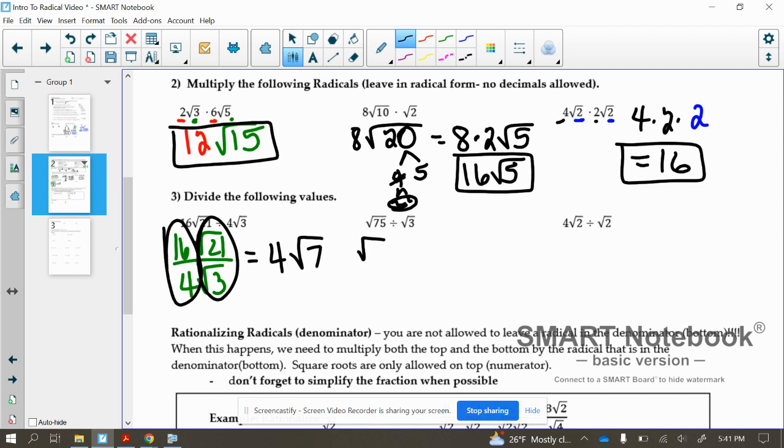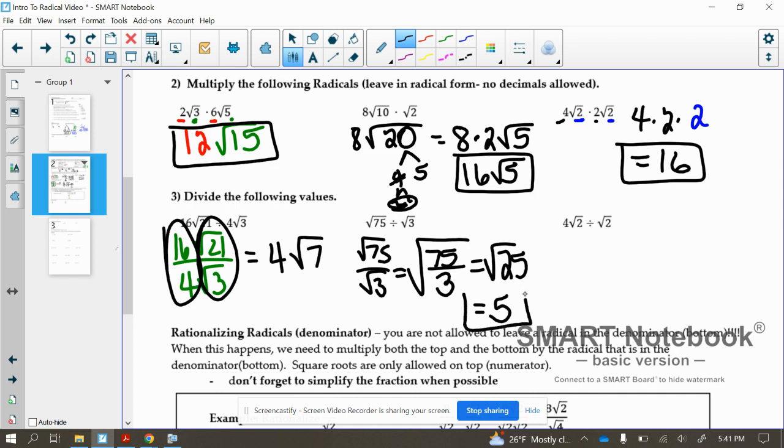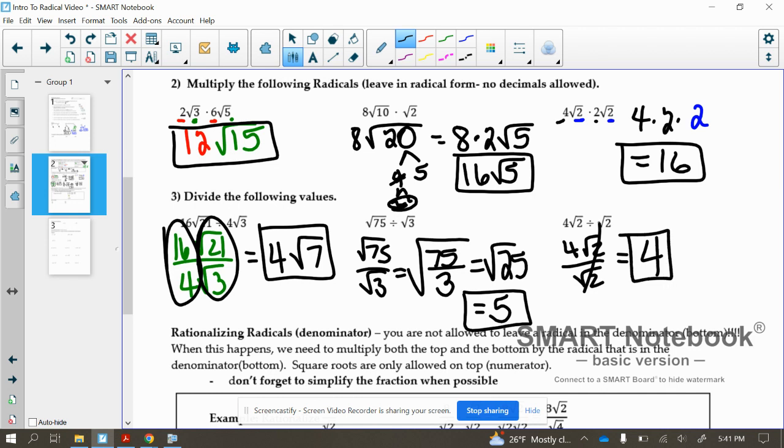We also have the square root of 75 divided by the square root of 3, which again we've talked about could be rewritten as one radical. 75 divided by 3 is 25. Now the square root of 25 is a perfect square, and that one's just going to break down to be 5. Last but not least, we have 4 square root 2 divided by square root 2, cancels out. Anything divided by itself is 1, and then we are just left with that leftover 4.